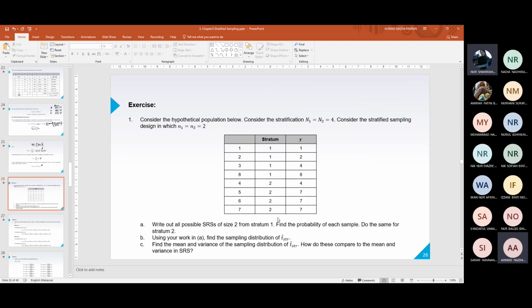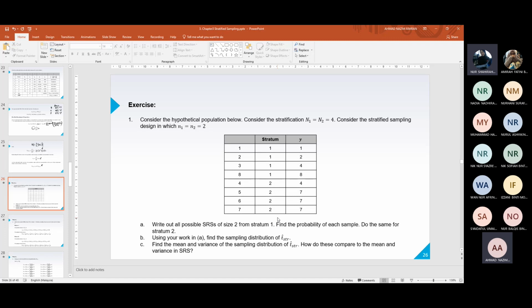Now let's look at this exercise. Okay, consider the hypothetical population below. Consider the stratification, N1 is equal to N2 is equal to 4. Consider the stratified design in which the sample for n1 is equal to the sample of n2 is equal to 2. Okay, sekarang ni write out all possible simple random samplings of size 2 from stratum 1. Find the probability of each sample. Do the same for stratum 2.